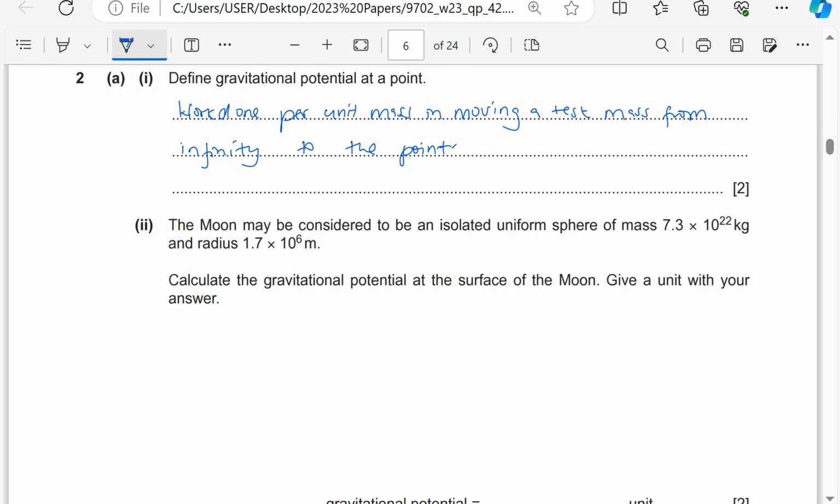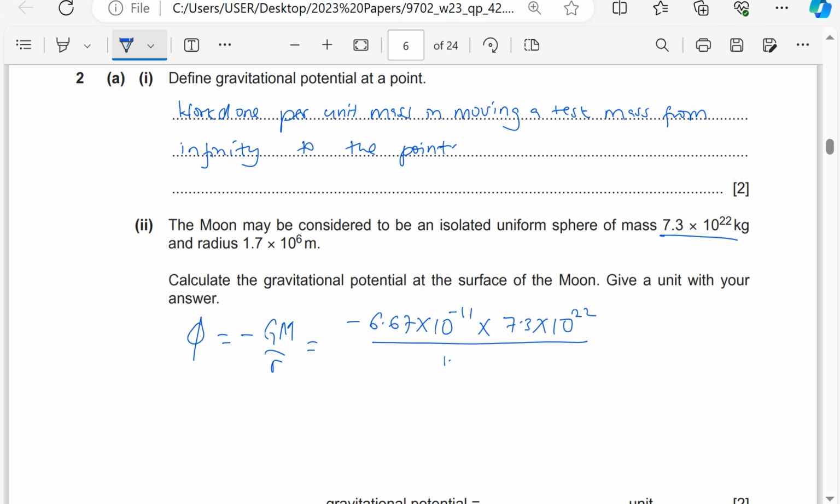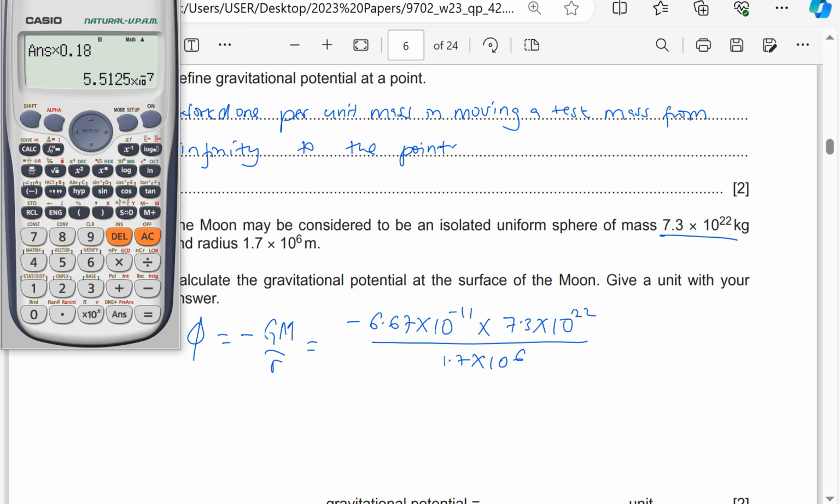The moon may be considered to be an isolated uniform sphere of mass 7.3 times 10 to the power of 22 kilograms. Calculate the gravitational potential at the surface of the moon. So we know that gravitational potential is negative G capital M over R, where R is the distance from the center. So this is going to be negative 6.67 times 10 to the power of minus 11, that is the constant G. Then the mass is 7.3 times 10 to the power of 22. Then divide by the radius, which is 1.7 times 10 to the power 6 if you're on the surface.